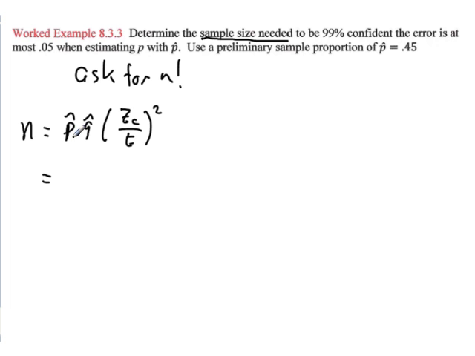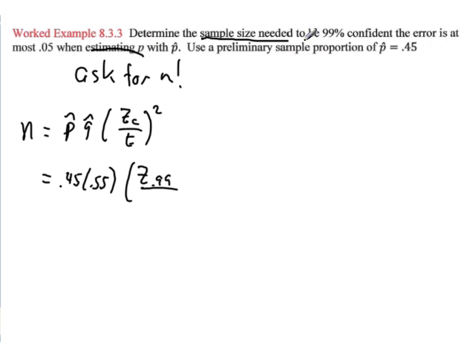So p hat is 0.45. Its complement would be 0.55. We're looking for zc, so this is z 0.99 divided by e. And again, if you're looking for error, then that's going to have the same units as what the original thing you're estimating is. We're estimating a proportion. Okay, so that's a decimal between 0 and 1, as in between 0 and 100%.